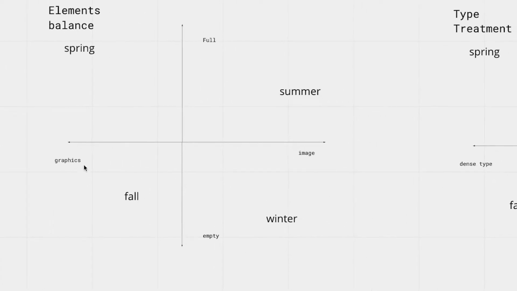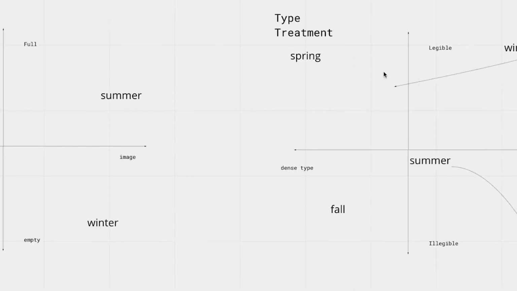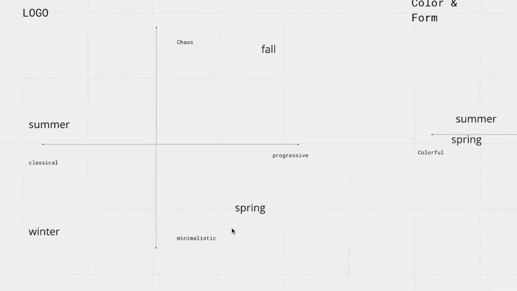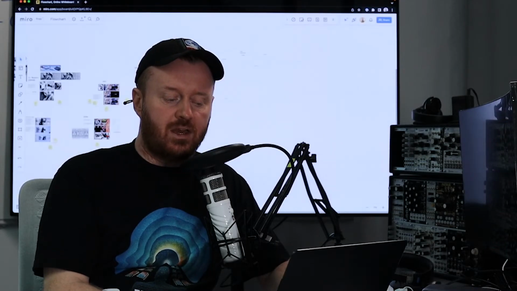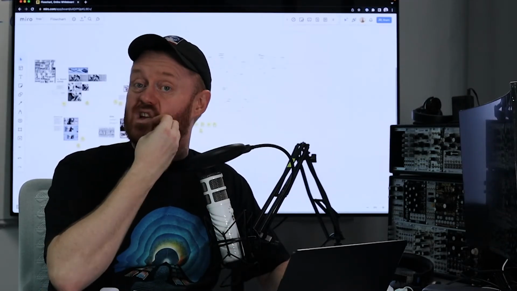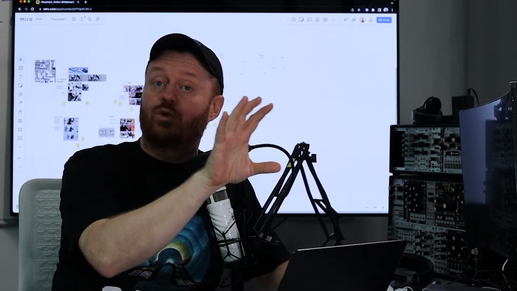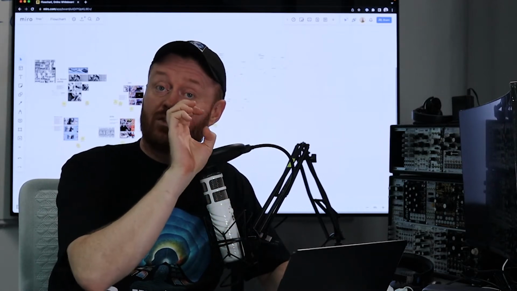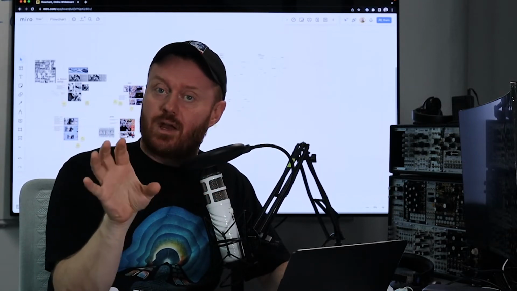with these 4 quadrants: graphics versus images, full versus empty, in this case legible versus illegible, dense type versus sparse type, color and form, right? Colorful versus monochromatic, abstract versus representational. And so this then gave us a way to position the 4 houses in relationship to each other, right? Because it was important to me that I wanted them to feel distinct and to not just be small variations on each other.